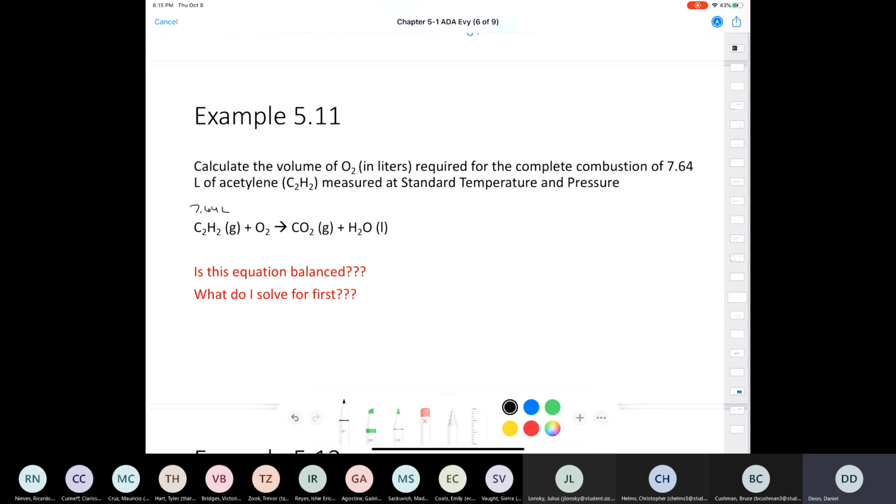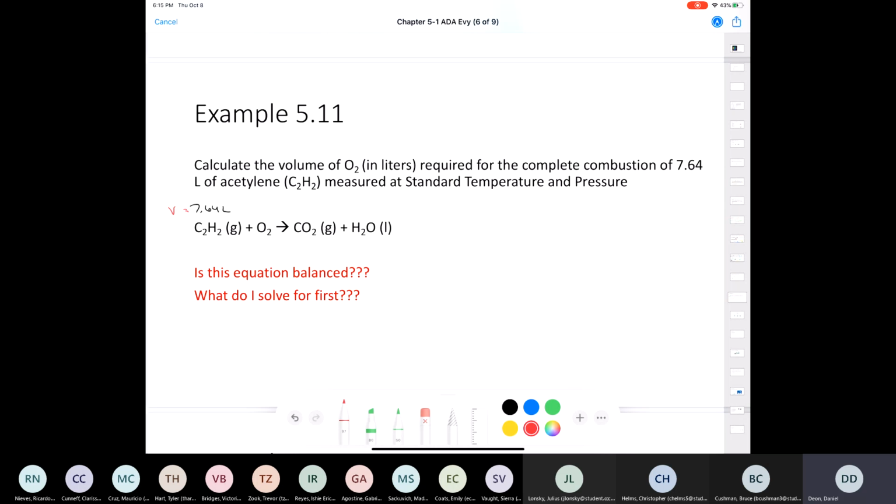In order to do that, we're going to have to figure out the number of moles of acetylene. But the good news is that we know the volume of our acetylene, we know the temperature is 273 Kelvin, and we know the pressure is 1 atmosphere. From that, we can use the rearranged form of our ideal gas law. PV is equal to nRT. n is equal to PV over RT. And we can solve for the number of moles of acetylene.